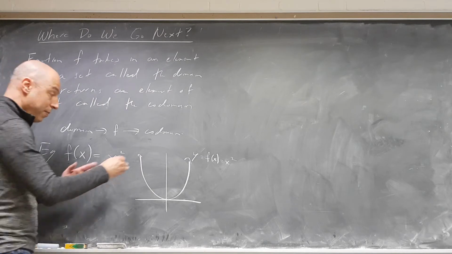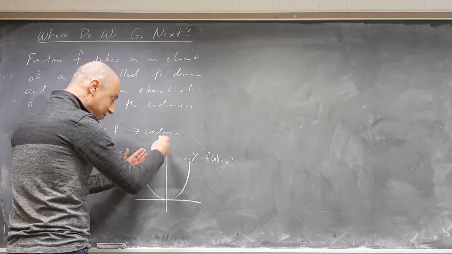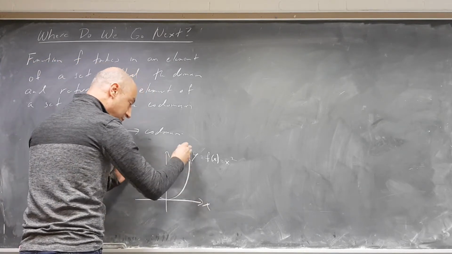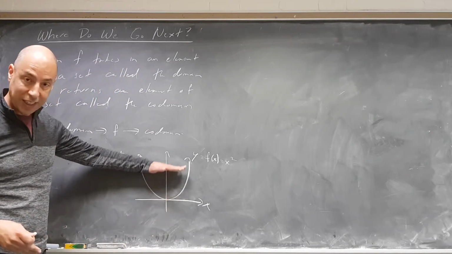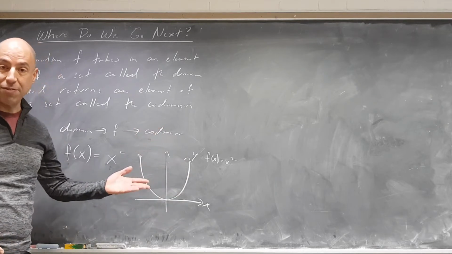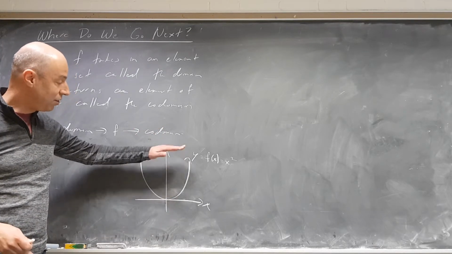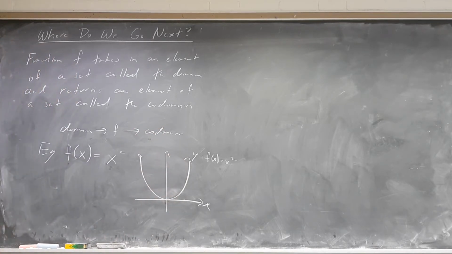And you can see the domain is all real numbers because at every x value, there's a piece of the curve. And you can see the range is the set of values that are at least as big as 0, because that's where the graph is. It goes down to 0, and you see part of the curve at every point positive.